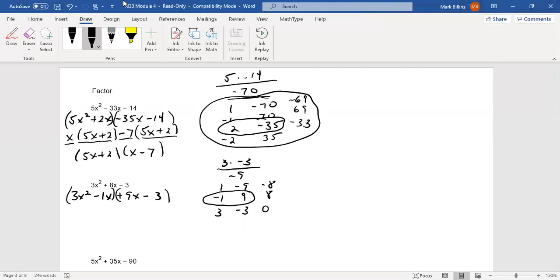In the first group, nothing divides into 3 and 1. So I look at my variables. They both have an x, so I can take out an x. And when I do that, that leaves me 3x minus 1.